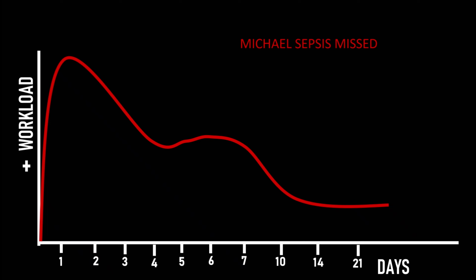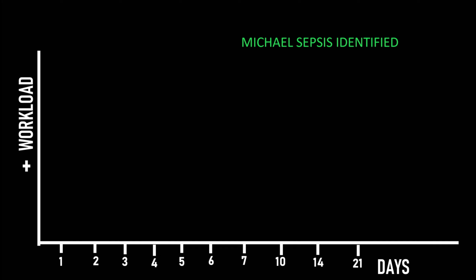Had his sepsis been identified at an early stage, he would have had incision and drainage of his hand abscess, got his antibiotics early, gone to a ward, and been out of the hospital within 7 days and back at work in a week.